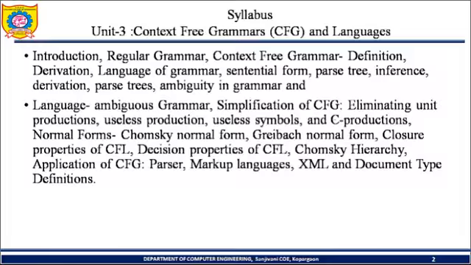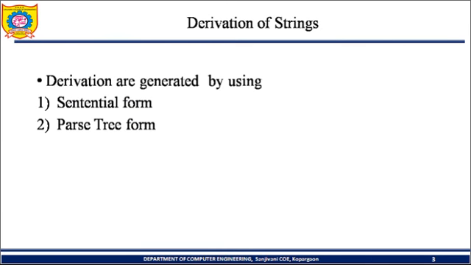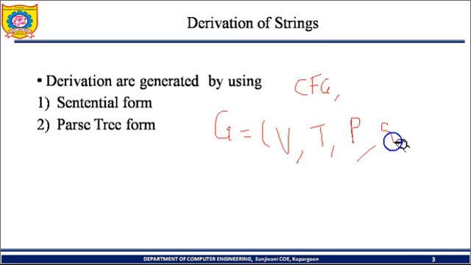In this lecture, we are going to discuss how to generate the string by using the given grammar. Before that, we already know the definition of CFG. CFG is nothing but context-free grammar, which is defined by using a four-tuple. For example, CFG G is equal to (V, T, P, S), where V is the set of variables, T is the set of terminals, P is the set of productions, and S is the special or start symbol of the grammar.